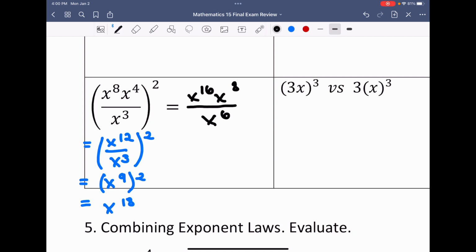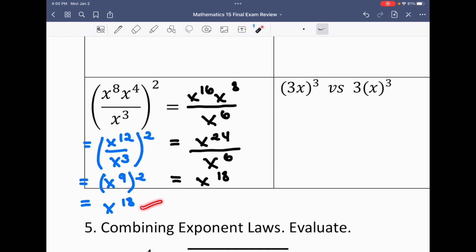Or what I've done here is power rule right away, and now we're going to do product in the numerator here. 16 plus 8 is going to be 24 over x^6. And now by quotient rule, we subtract the exponents. 24 minus 6 is going to be x to the power of 18. So we see that the two solutions connect. Whether I do product, then quotient, then power rule, or power rule, then product, then quotient, we get the same answer.